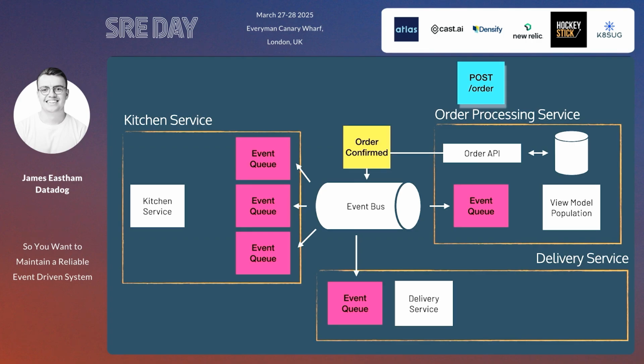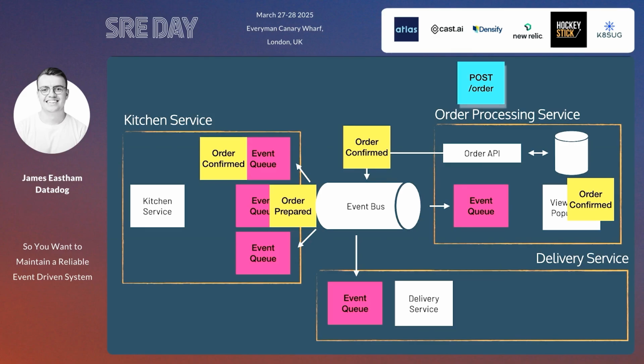The order service is going to publish an order confirmed event once the order is happy, the order is ready to go, which the kitchen service is then going to consume. Kitchen service is going to go off and actually prepare the order, do the things it needs to do, its internal business workflows, before eventually publishing an order prepared event, which is then consumed by the delivery service, which goes off and delivers the order to the person.